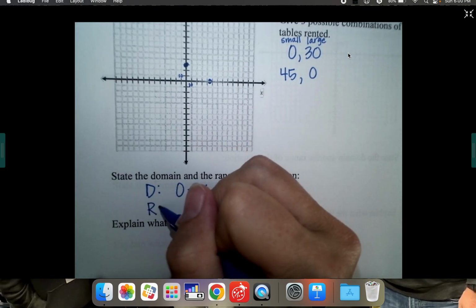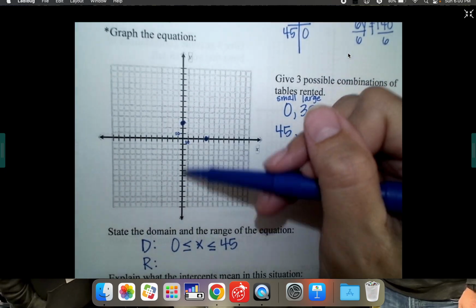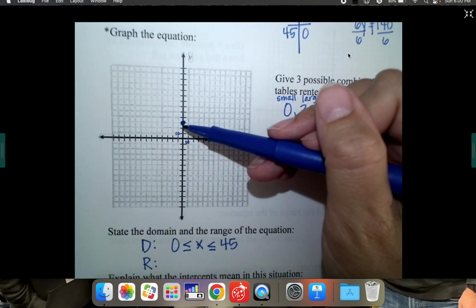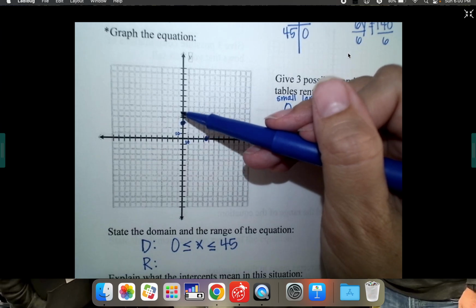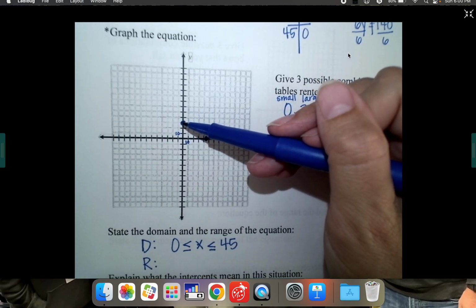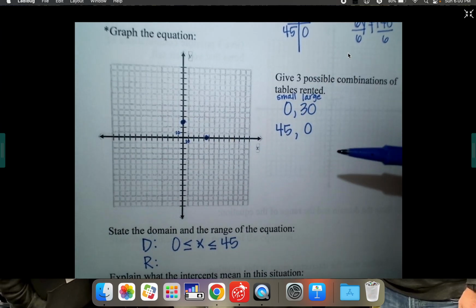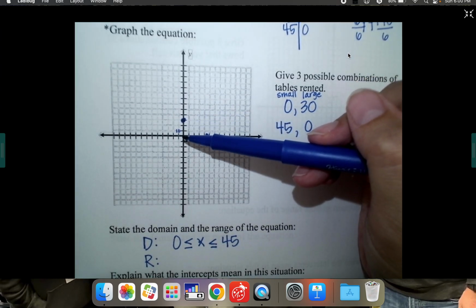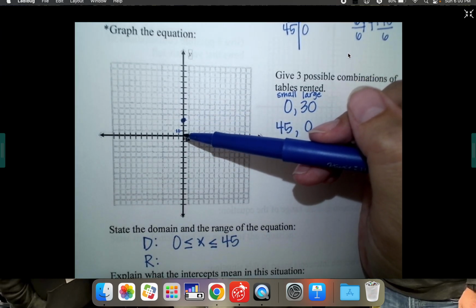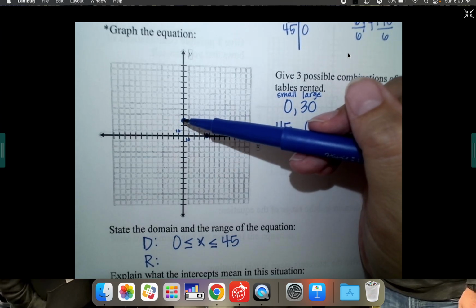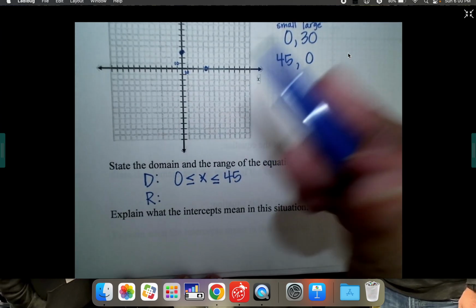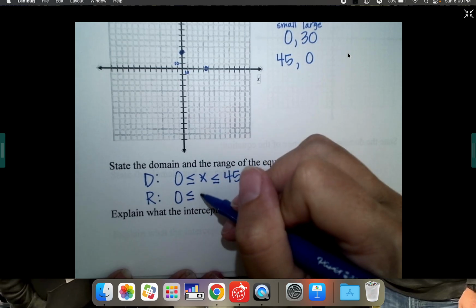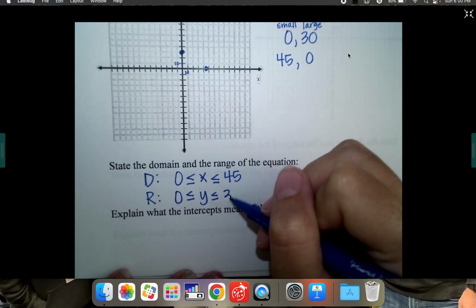For the range, we're talking about the y-axis, and we know we can't go bigger than 30, because more than 30 on the y on the large tables would be more than 180 people, and that's how many it can have. And you can't have a negative amount. So we are between 0 and 30 on the y-axis. So our range is between 0 and 30.